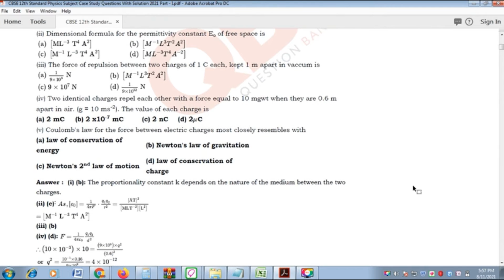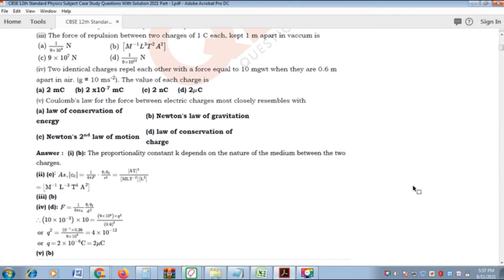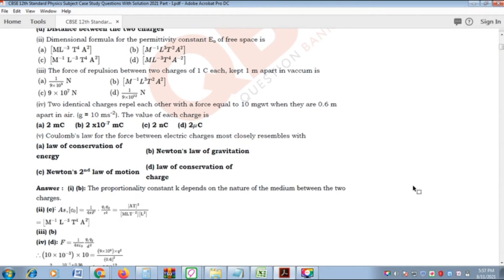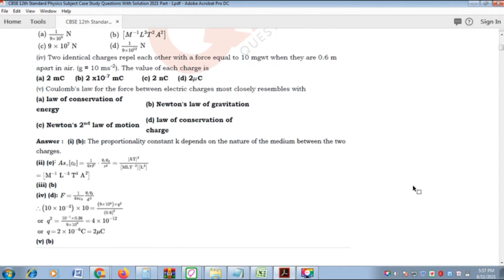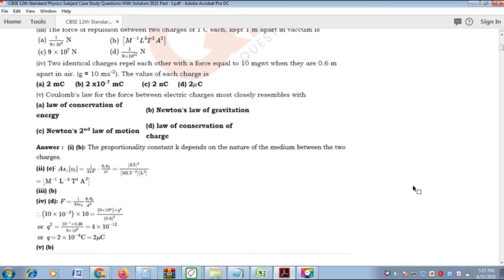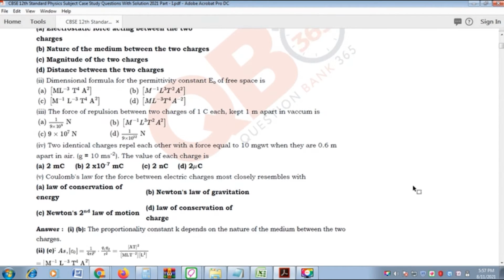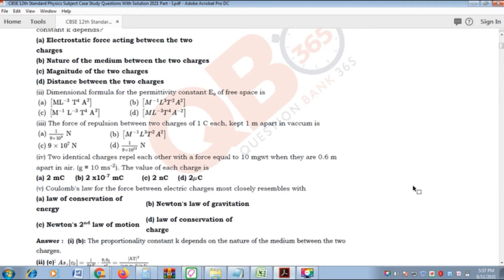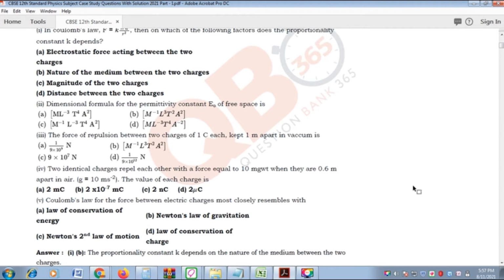The fourth one, we also give as an explanation, F of r is equal to, and the fifth one is B. The B option is Newton's law of gravitation. For the first question, the proportionality constant k depends upon the nature of the medium between the two charges, so the answer is the B option.